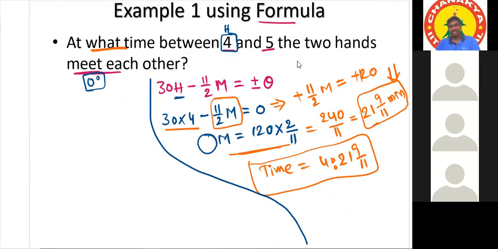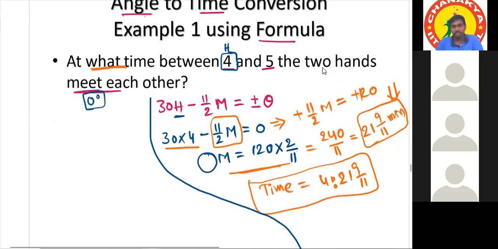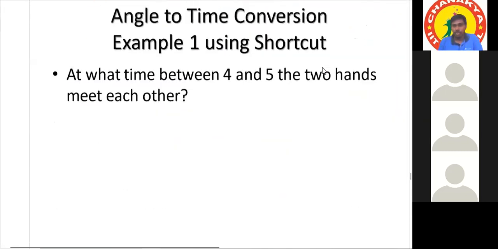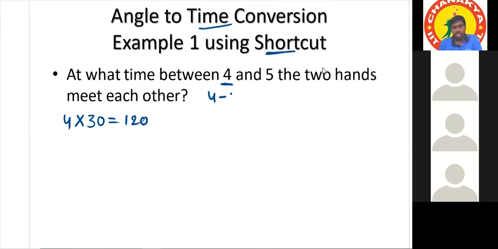This is using the formula, and shall we see without using the formula? I think the same question is given here without using the formula, using the shortcut method. See how to do this question. Take the first number: 4 hours. Each hour's angle is 30 degrees. 4 into 30 is 120. Here the question is between 4 and 5, and he is asking for how many degrees?